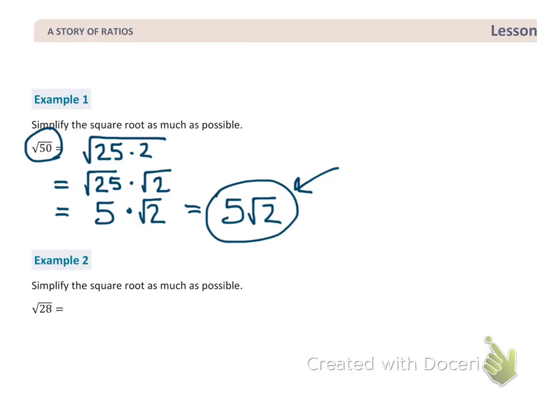Okay, so this is considered a simplified form of this expression. They're going to have exactly the same value numerically, but they look a little different, and this is more simplified because what's under the radical sign is a smaller number. I've got a 2 under the radical sign instead of a 50. So this is the simplified form of that. What we used was that the square root of A times B is equal to the square root of A times the square root of B.